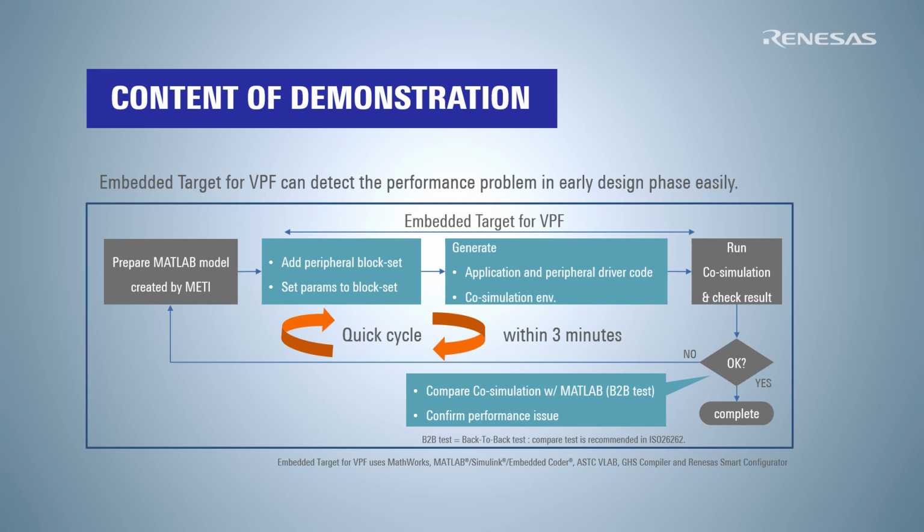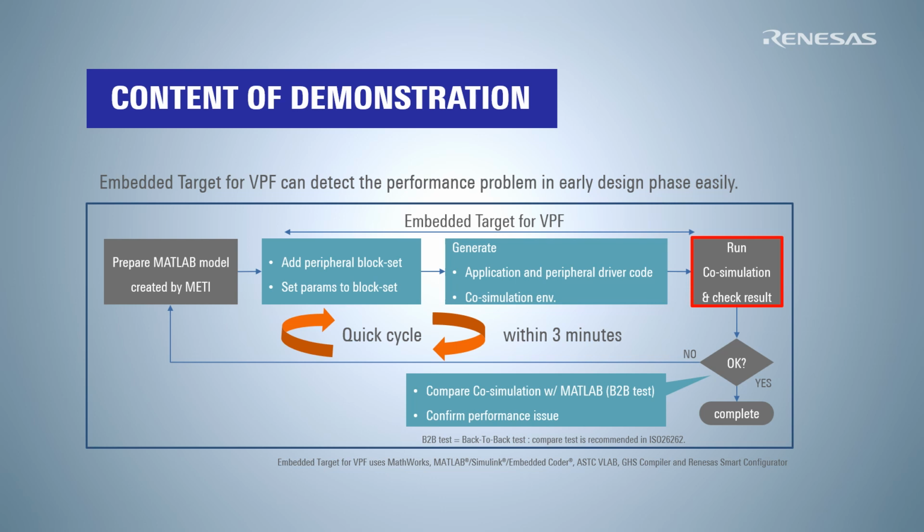This is the content of the demonstration. We show you that Embedded Target for VPF can detect the performance issue in the early design phase easily. After preparing the MATLAB model, Embedded Target for VPF conducted the following tasks. Add peripheral block set. Set parameters to block set. Generate application and peripheral code. Generate co-simulation environment. This generation can be finished within 3 minutes.